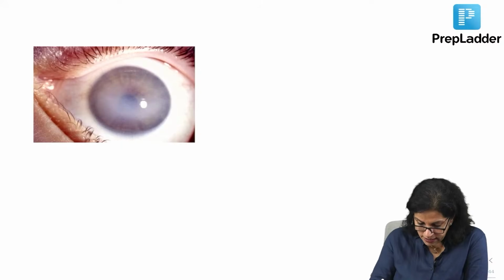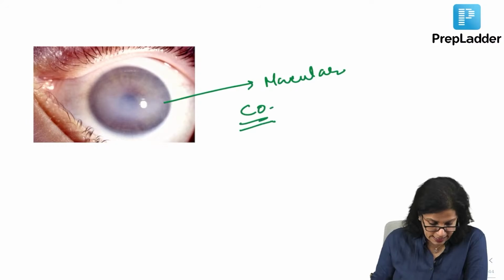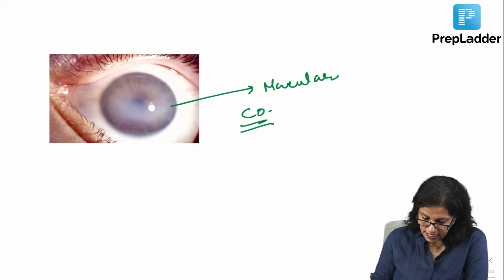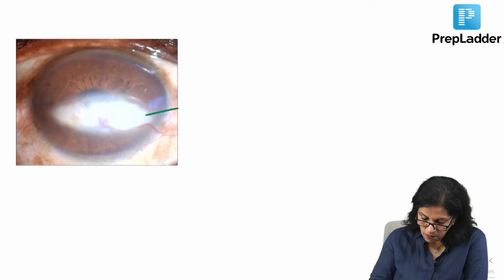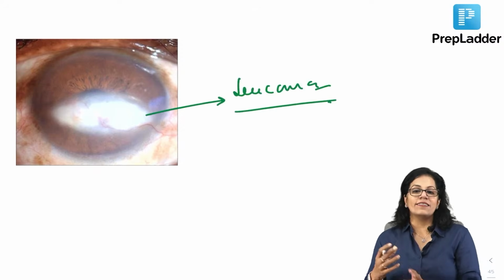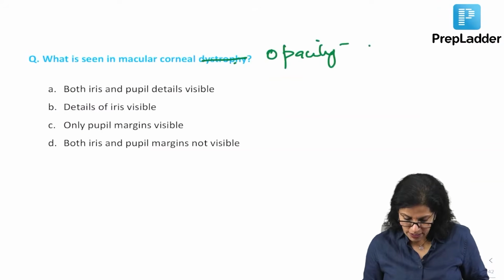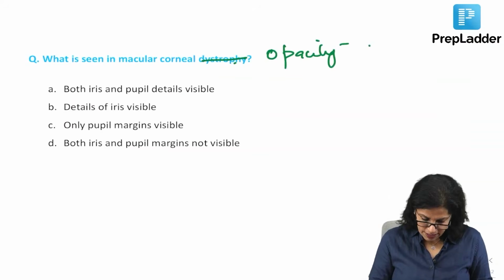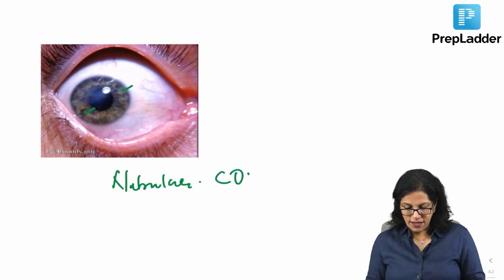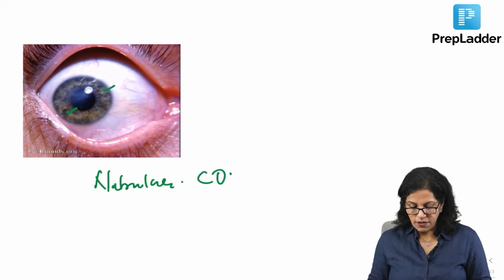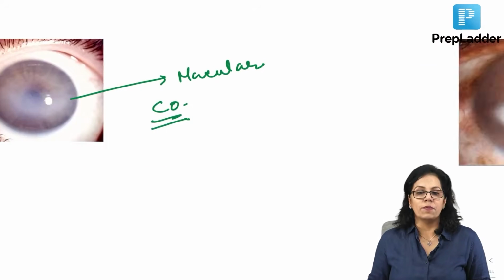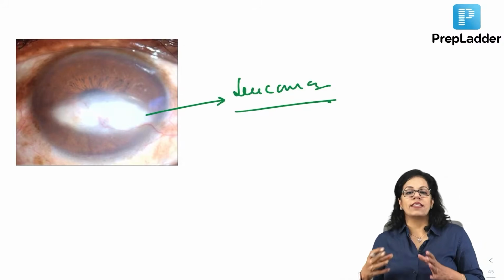Look at this one. This is your macular. We can see the pupillary margin in a macular corneal opacity. What we can't see is the iris details, isn't it? And if you look through the leucoma, nothing is seen. This is your leucoma. I think now it's absolutely clear. These are the three types of corneal opacity. So what should you answer here? Only the pupillary margin is visible, right. So this becomes the answer. Now it's clear with these slides. Nebular, you can see both; macular, only the pupillary margin; and leucoma, nothing is seen.